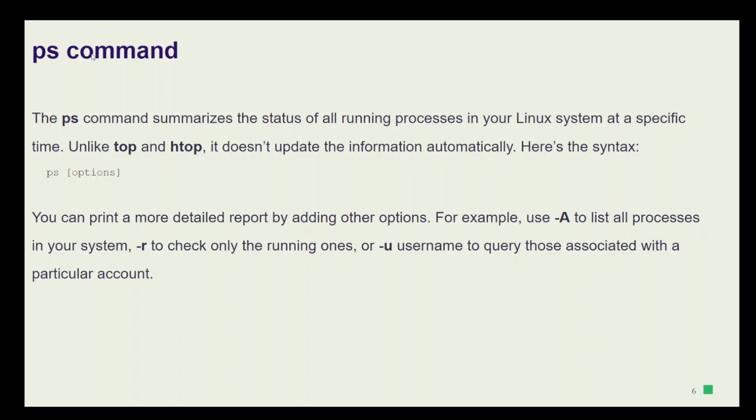Next command is the ps command. The ps command summarizes the status of all running processes in your Linux system. By using ps, we can see all the processes that are running, but it will just give a snapshot at that particular moment. It will not update in real time, unlike top and htop. There are multiple options we can pass with ps. One is -A, capital A, which lists all the processes in your system. -r checks only the running ones. -u is for a particular username.